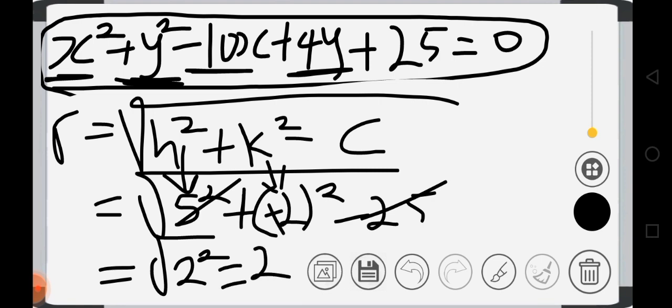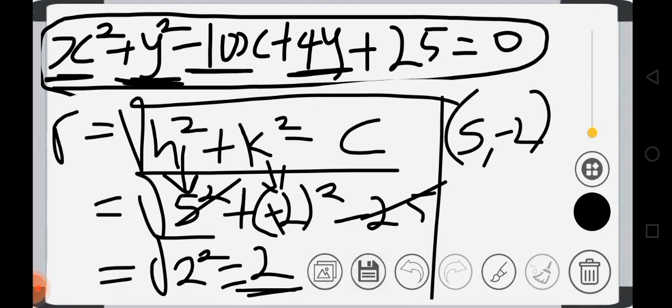So that gives us 2. So the radius is equal to 2. Remember in that last question, the center was (5, -2) and the radius was 2. It's as simple as this. Although we do have another method, which is the completing the square method. You can also use that to look for the center and radius of a circle.